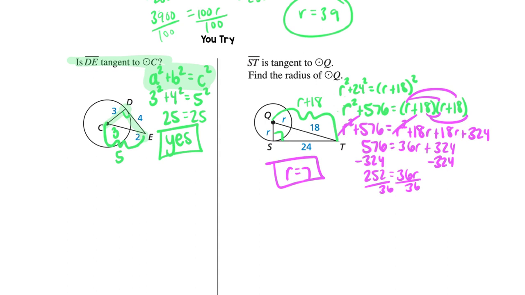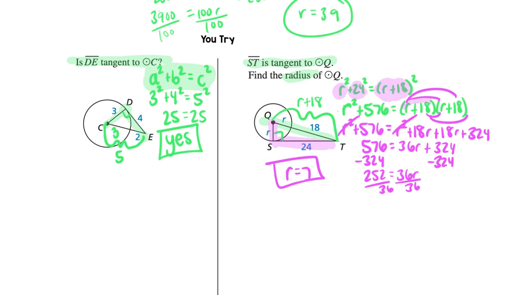The next one tells you that you have a tangent, which means that the Pythagorean theorem is true. So you can use that to find the radius. In this case, I started out by labeling this hypotenuse as r plus 18, and I plugged into the Pythagorean theorem. These two that I'm highlighting in pinkish purple are the legs, so they go in for A and for B. And then the hypotenuse is C, and it's r plus 18.